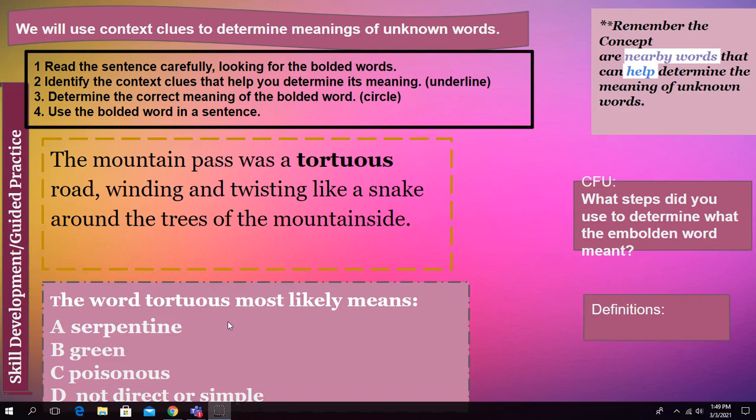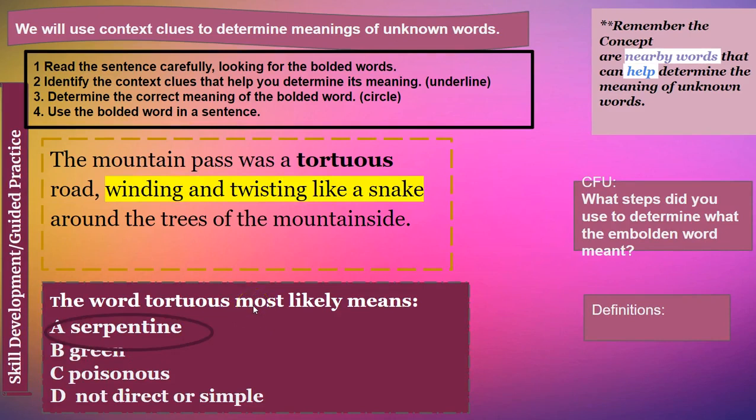So we got not direct or simple. Okay. Not direct or simple. And then we have serpentine. Well, serpentine sounds a little bit like snakes. And I know snakes, they wind, as we see right here. They coil up, they twist. So I think I'm just going to go out on a limb and select serpentine, okay?